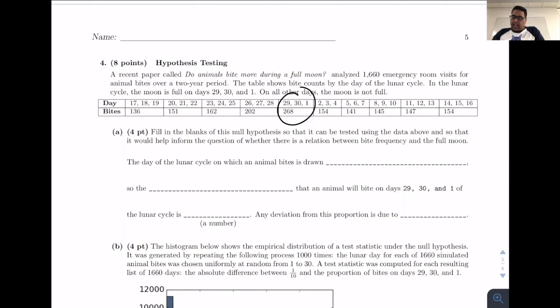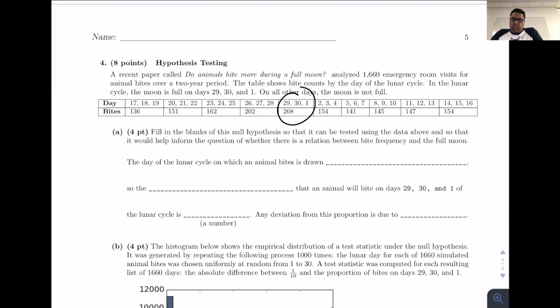So here we have the data for several triplets, or rather all triplets of 3 adjacent days in the lunar cycle, and you can see that on days 29, 30, and 1 the value is 268, whereas on all other days the value is significantly less.